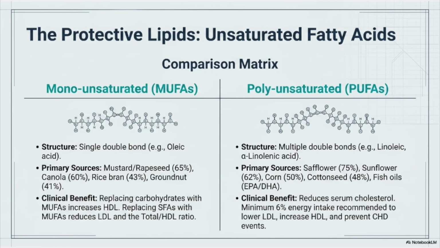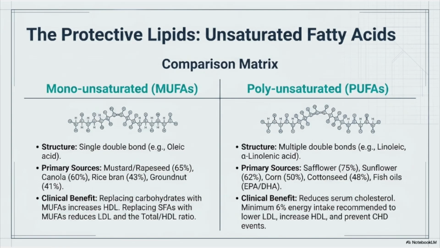Next are the protective lipids, the unsaturated fatty acids, which come in two types. Monounsaturated fatty acids have a single double bond, as seen in oleic acid, and their primary sources are mustard or rapeseed oil at 65%, canola at 60%, rice bran at 43%, and groundnut at 41%. Their clinical benefit is that replacing carbohydrates with monounsaturated fatty acids increases HDL, and replacing saturated fatty acids with them reduces LDL and the total to HDL ratio.